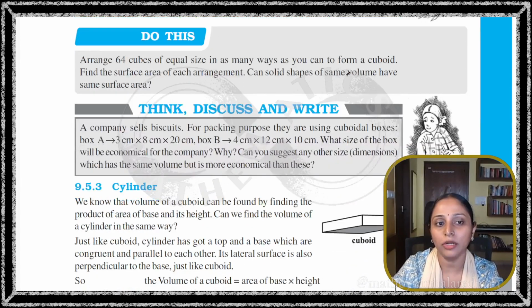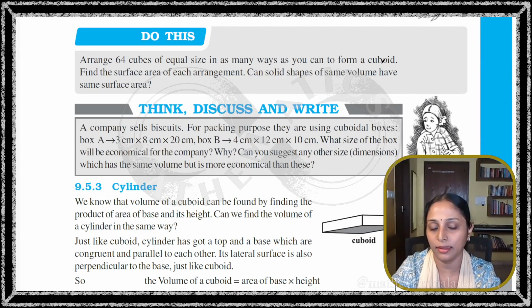Next question, arrange 64 cubes, this is the one I was talking about, of equal size in as many ways as you can to form a cuboid. Now he's asking the exhaustive list in this case. In 36 cubes he did not ask us, but I want you to find the exhaustive list. But here they're asking you the exhaustive list. Find the surface area of each arrangement.